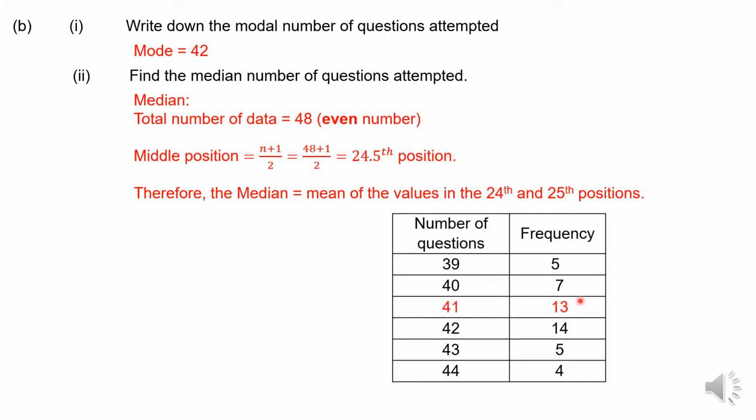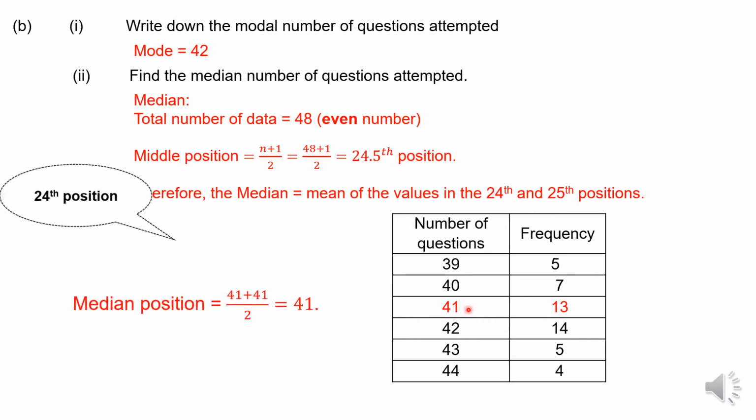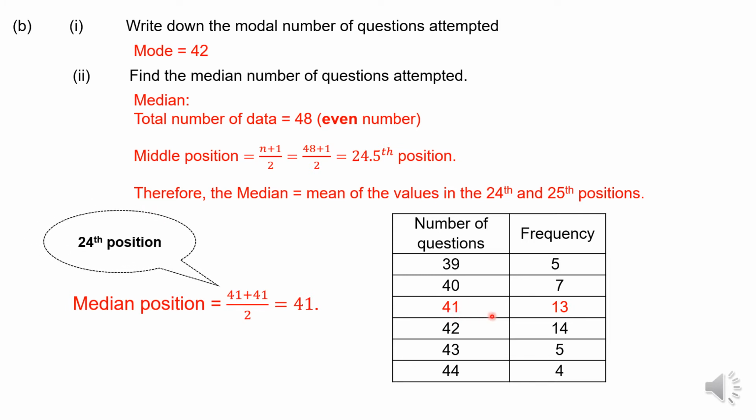So in order for you to find those values, you go to your frequency in the table because you don't have time to write down 5 39s, 7 40s, and 13 41s, and so on. So you just add. And when you add 5 plus 7, that gives you 12. And 12 plus 13 is 25. So the 24th and the 25th position is going to be here at this 41. All right, 41 will be the 24th number if you list them out, and 41 will be the 25th number if you list it out. You average that, divide by 2, that gives you the median, which is 41.